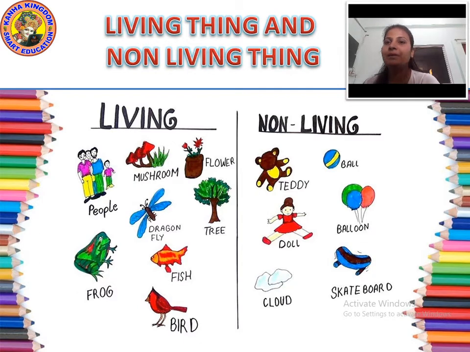Okay. Bird is also a living thing, but non-living things, like teddy, ball, doll, they don't need food to live. Have you ever seen a teddy eat food? No, right? Why? Because it is a non-living thing. Teddy does not eat food. They don't need water to live. Like doll, balloon, ball, cloud, skateboard, these all are non-living things.